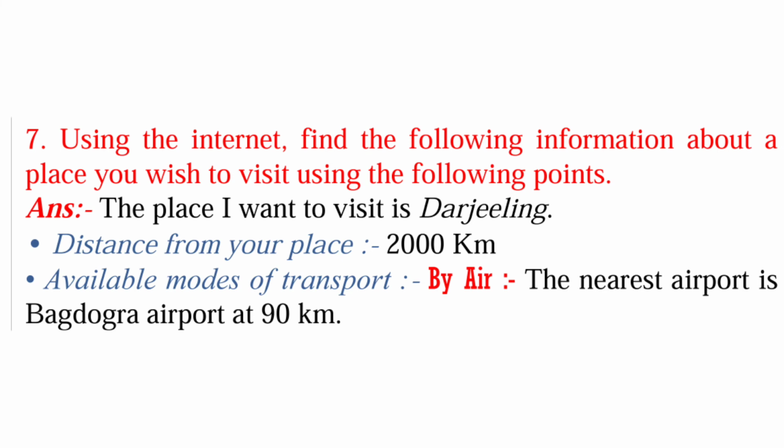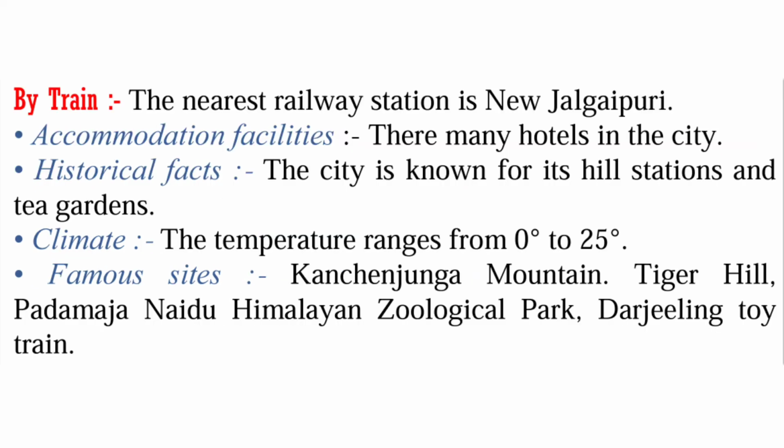Seventh question is, using the internet, find the following information about a place you wish to visit using the following points. So in answer we will write about Darjeeling and we will write the place I want to visit is Darjeeling. So distance from your place is 2000 kilometers. Available modes of transport. So by air the nearest airport is Bagdogra airport at 90 kilometers. By train the nearest railway station is New Jalpaiguri.